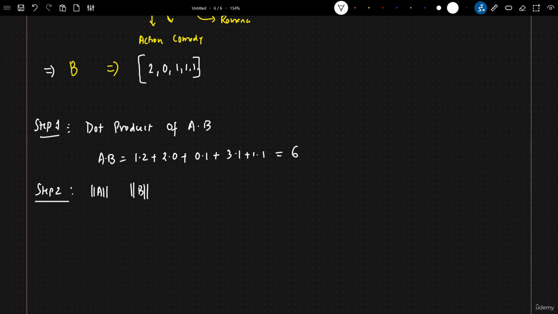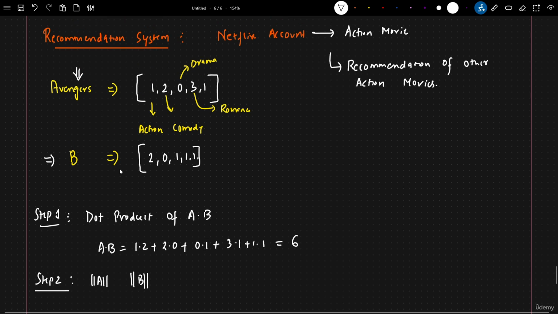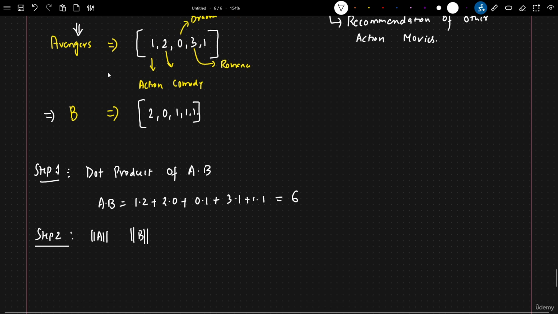So just be patient. In the upcoming sessions we will discuss this, but just to explain how things work here, I will take one example to show you the formula. With respect to the magnitude of A, if I consider Avengers as A and B as my other movie, I will do the calculation by applying the formula of the Euclidean norm.